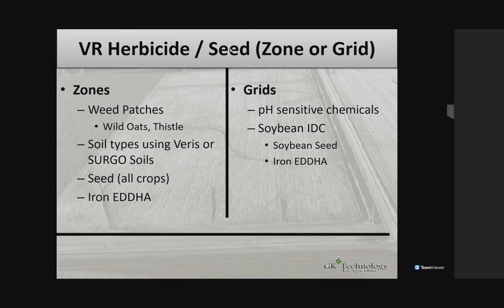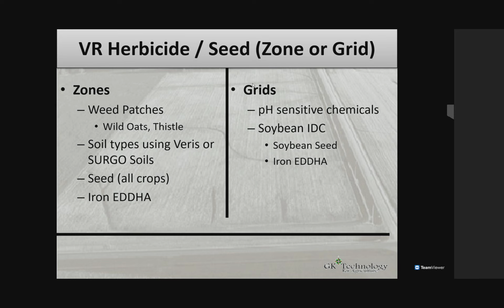Your soil types that you might get from Veris or from the Surgo soils maps could potentially be helpful if you're using herbicides that would be sensitive to things along the lines of pH, or sensitive to soil type issues.